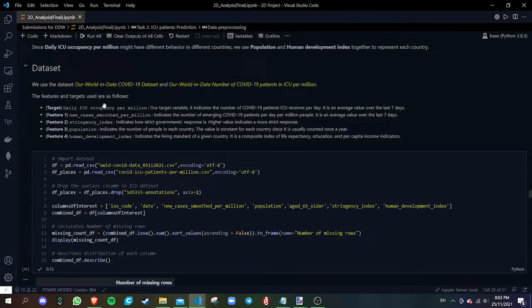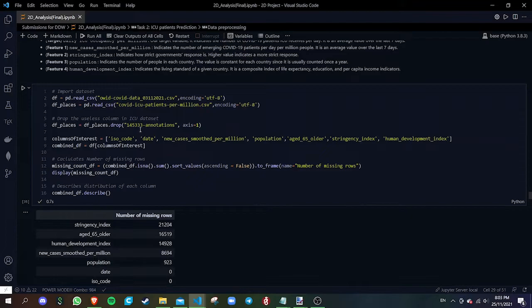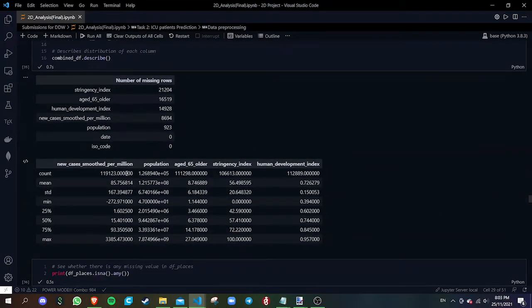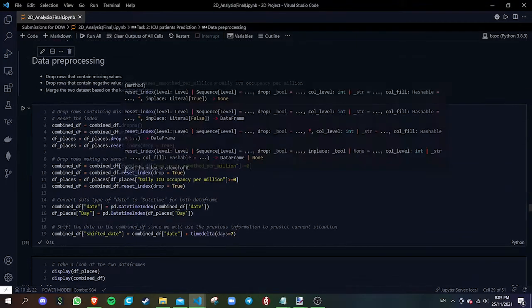The datasets we use are the Our World in Data COVID-19 dataset and the Our World in Data number of COVID-19 patients in ICU per million. We extract the columns we will use from the datasets and check whether there's any missing value in the datasets. After that, we did some data pre-processing.